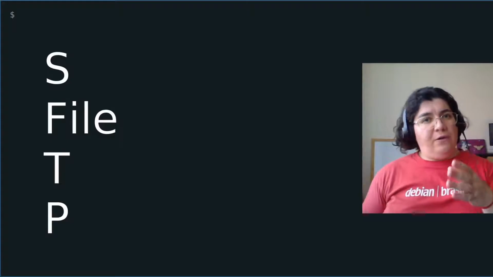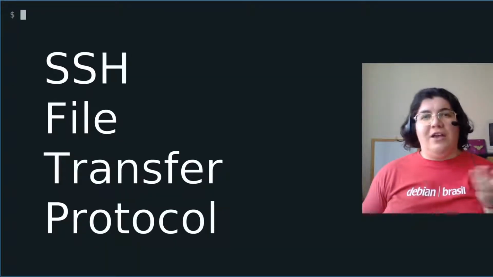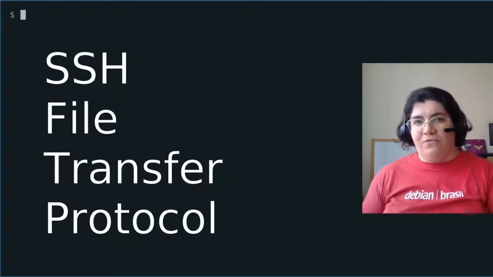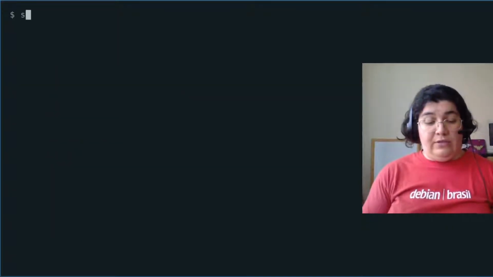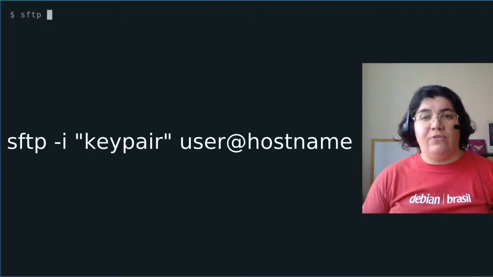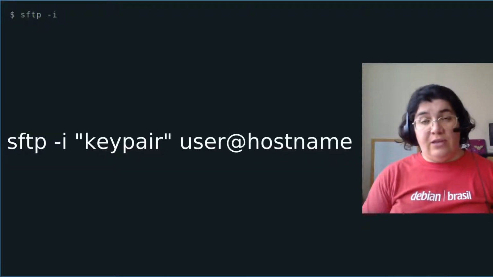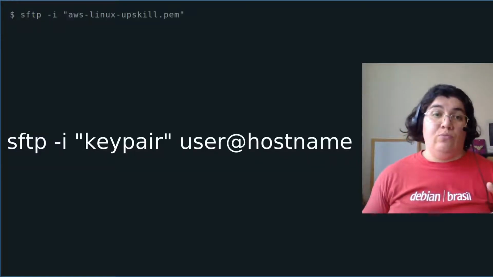FTP is File Transfer Protocol. SFTP is using SSH to transfer files. We start with SFTP, and since we're using a private key for authentication on our SSH connections, I'm going to use that identifier, and then we can put the user and the host name.